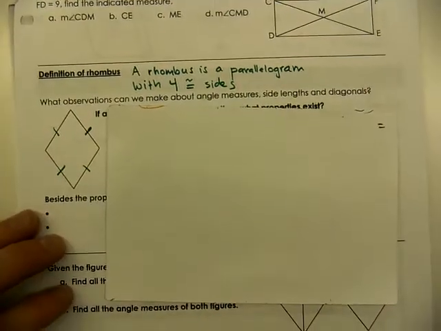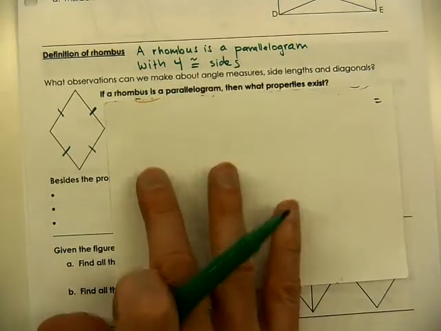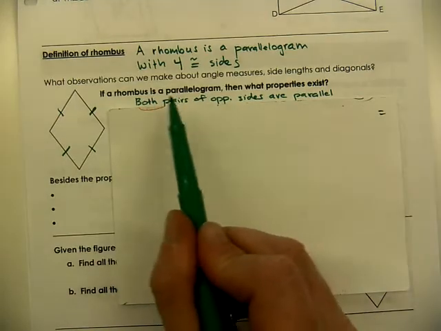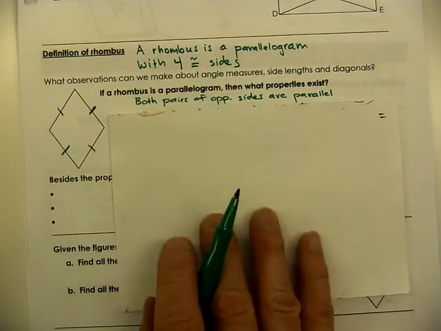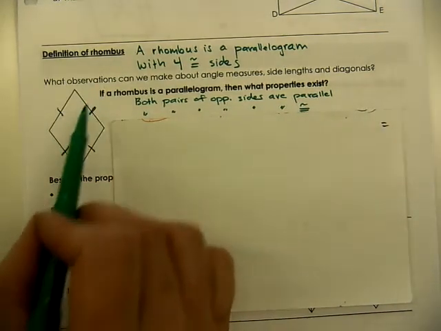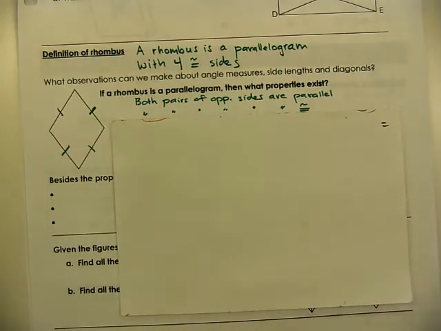So that's our rhombus. But because it's a parallelogram, it turns out that all of those properties show up here as well. So this is the same list as what we saw on the previous page. Both pairs of opposite sides are parallel. Yes, opposite sides are parallel. Both pairs of opposite sides are congruent. Well, yes, that makes sense. I mean, all 4 sides are congruent, so yes, those opposite sides are going to be congruent as well. So that is true.